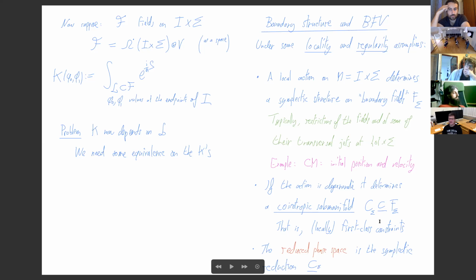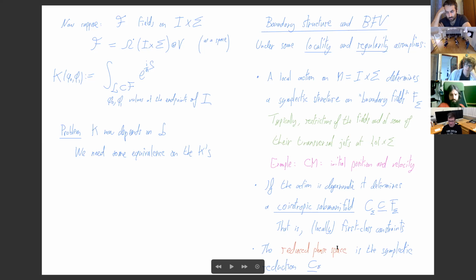Okay? Or in other words, the Hamiltonian vector fields of the constraints on C sigma are tangent to C sigma. And actually, the span of these Hamiltonian vector fields is precisely the kernel of the restriction of the symplectic form to C sigma. Okay? So actually, this tells you that you can define a quotient here. You can mod out C sigma by this kernel, or by the Hamiltonian vector fields of the constraints. And this gives you what is called the reduced phase space.